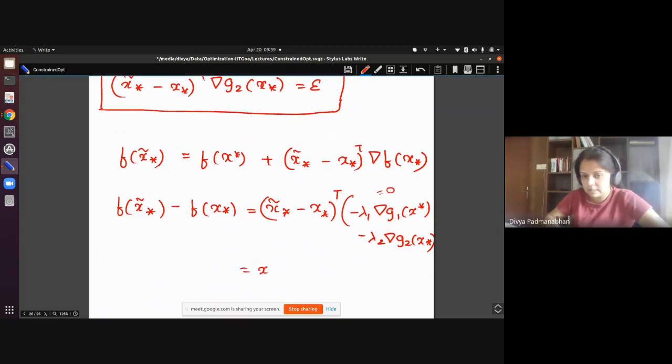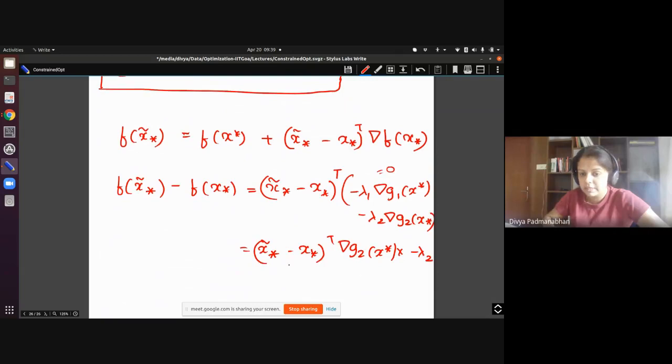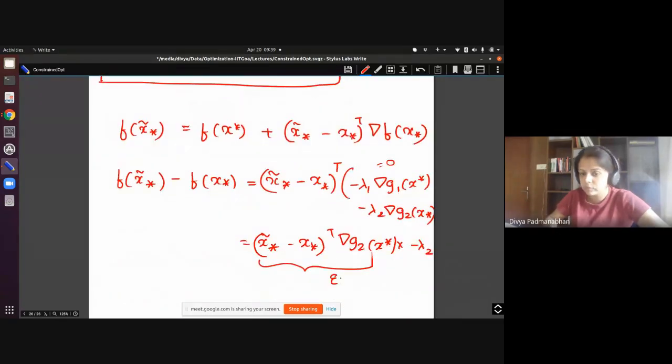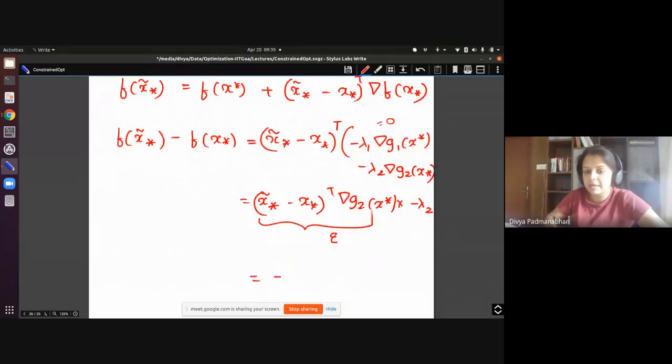So it's just (x tilde star minus x star) transpose gradient g2 x star times minus lambda 2. I hope this is clear. And now from here, this quantity is epsilon. So what you have is this is minus lambda 2 epsilon.